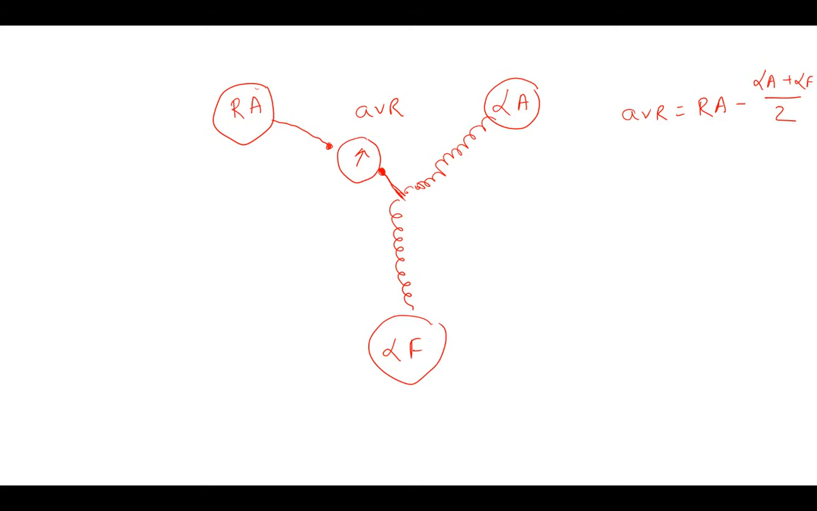In the same way, AVF is equal to LF minus (RA plus LA) by 2, and AVL is equal to LA minus (RA plus LF) by 2. So these are the simple formulas for AVR, AVL and AVF.